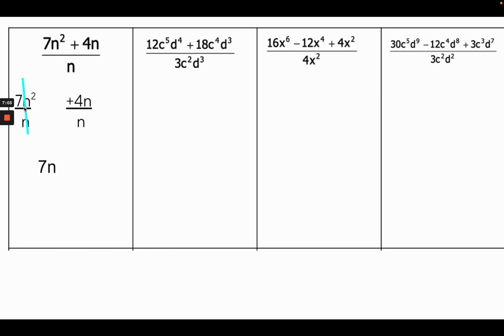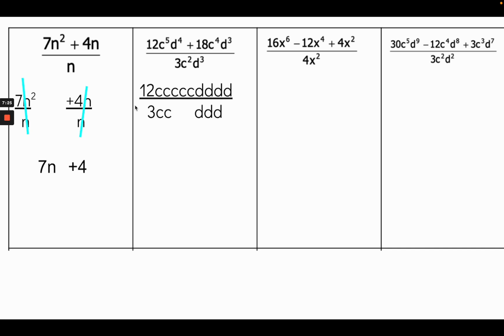There's no other number here, so it's going to bring down the 7. Squared minus 1 is 1. 4n divided by n, the n's cancel, and so I'm just going to have 4 left. So this answer is 7n plus 4. Okay, next, I'm going to take my 12c^4d divided by 3c^2d^3.